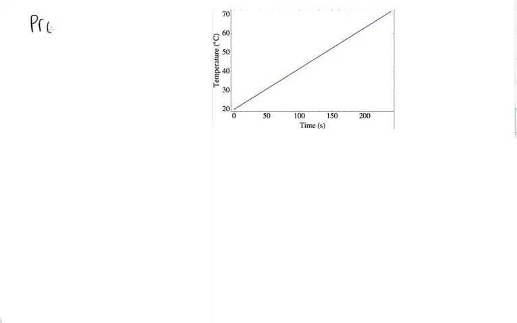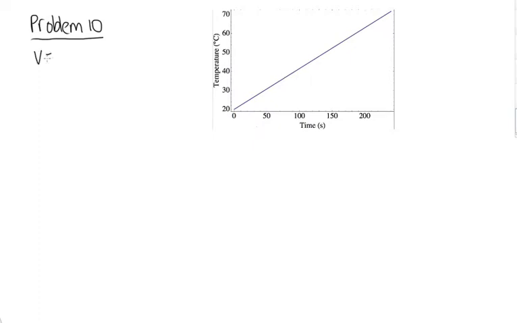This is problem 10. So in this problem, we're told that we've got the temperature time graph and we need to use it to work out how much power the kettle supplies.